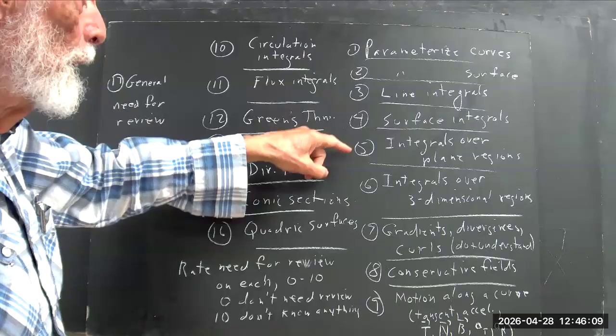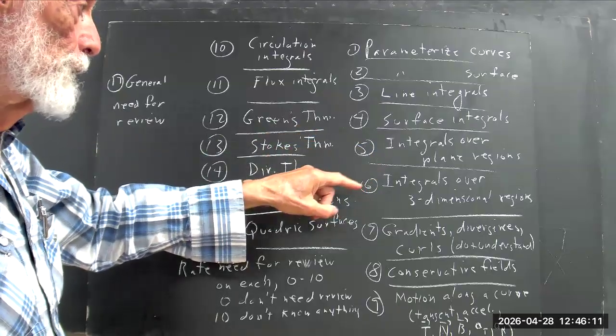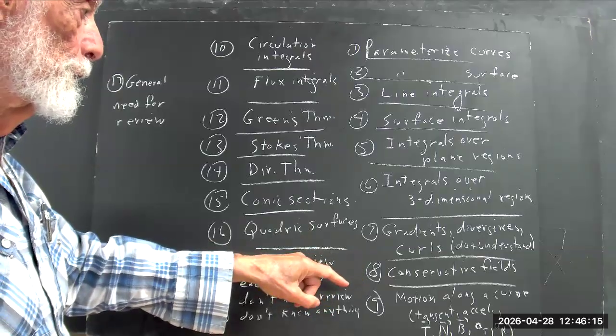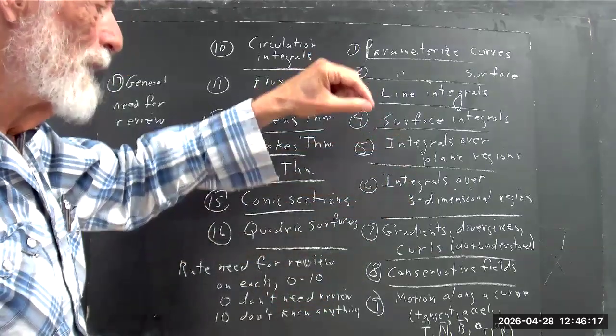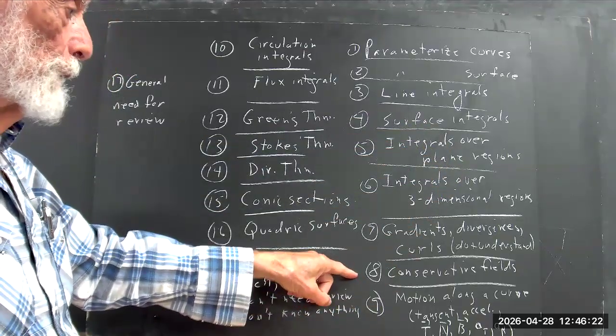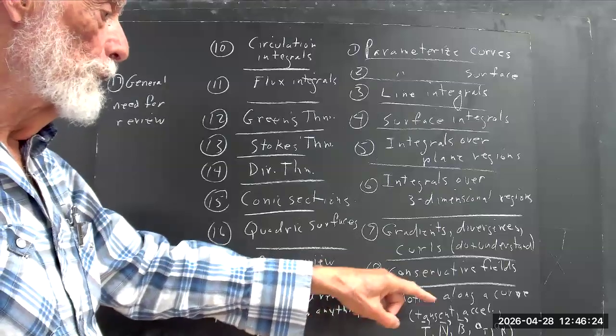Four is surface integrals. Five is integrals over plane regions. Six is integrals over three-dimensional regions. Seven is gradients, divergence, and curls. Both, how do you do them? And do you understand what they're telling you? Number eight is conservative fields. Number nine, motion along the curve.